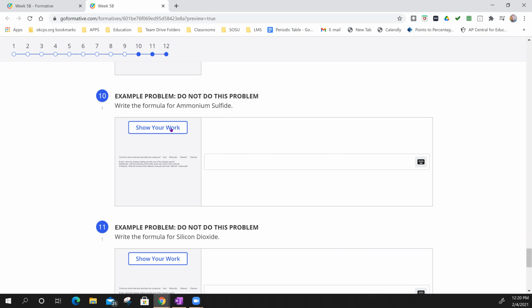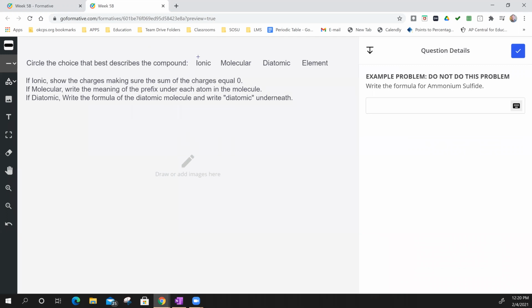So the first thing you're going to look at for this name is: write the formula for ammonium sulfide. And you're going to ask yourself, is this an ionic compound, a molecular compound, a diatomic, or an element? If you look at this name, you do not see any prefixes. Also, you can tell that it's made up of more than one thing, which eliminates diatomic and element. It does not have prefixes, so that eliminates molecular. So this is ionic. So you're going to circle ionic, and that will take care of that.